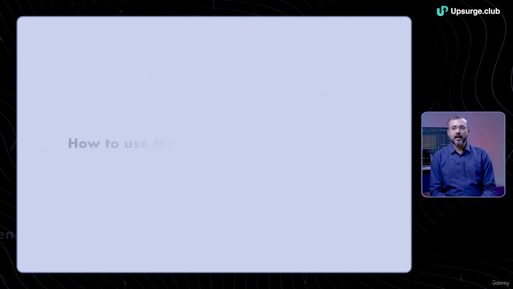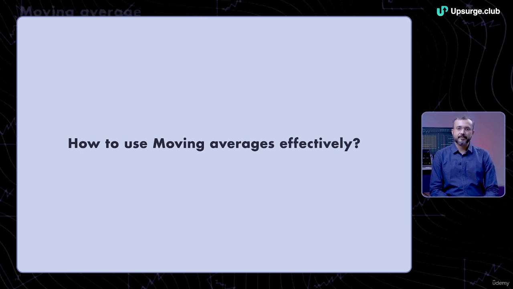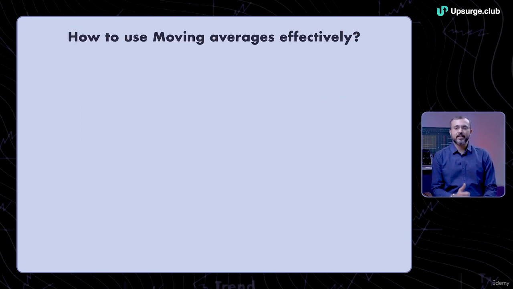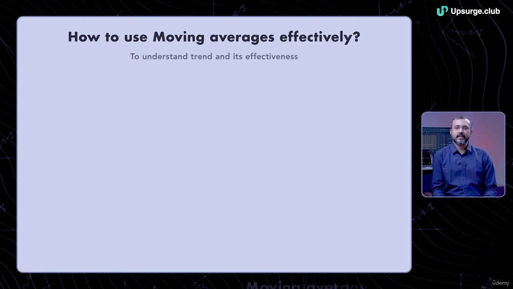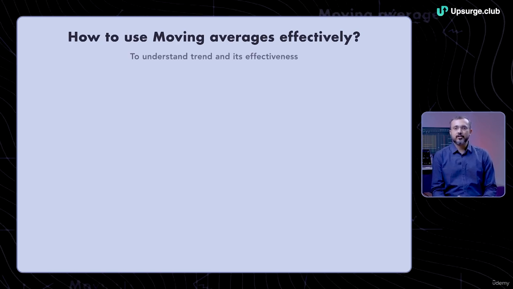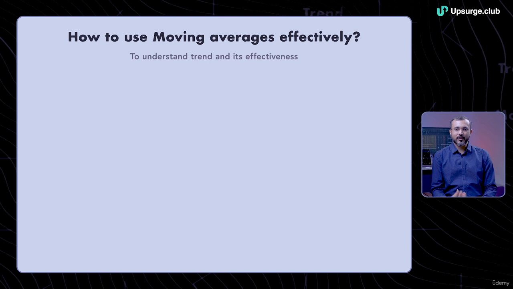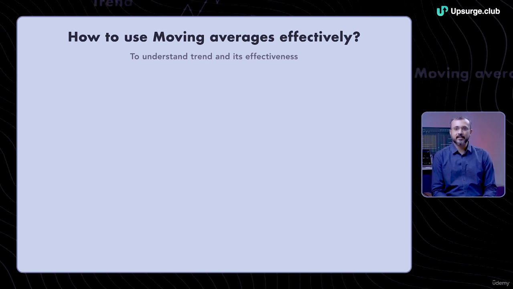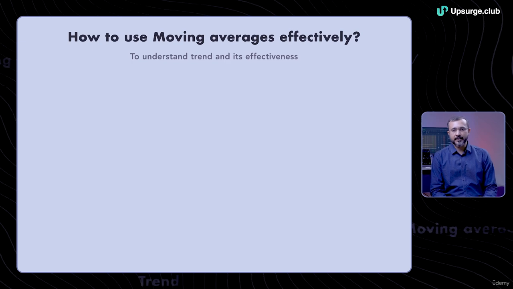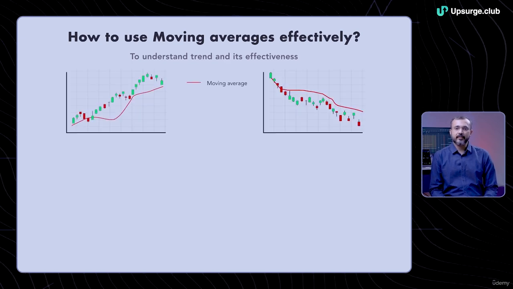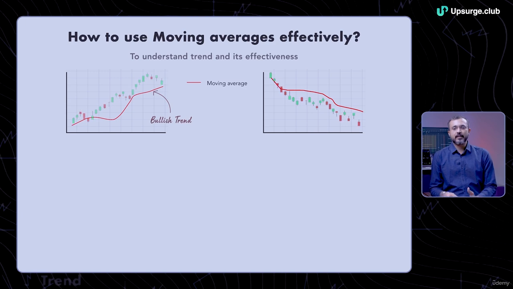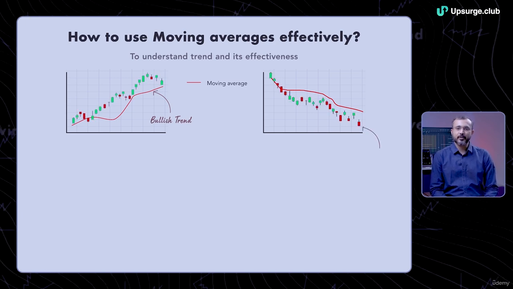Now let us understand how to use moving averages effectively. So the first use is we are going to use the moving average to understand the trend and how effective the trend is. And we are also going to identify a sweet spot on the chart, which is going to help us decide where to participate in the trade. So if price is trading above the moving average, we consider the trend to be bullish. And if price is trading below the moving average, we consider the trend to be bearish.